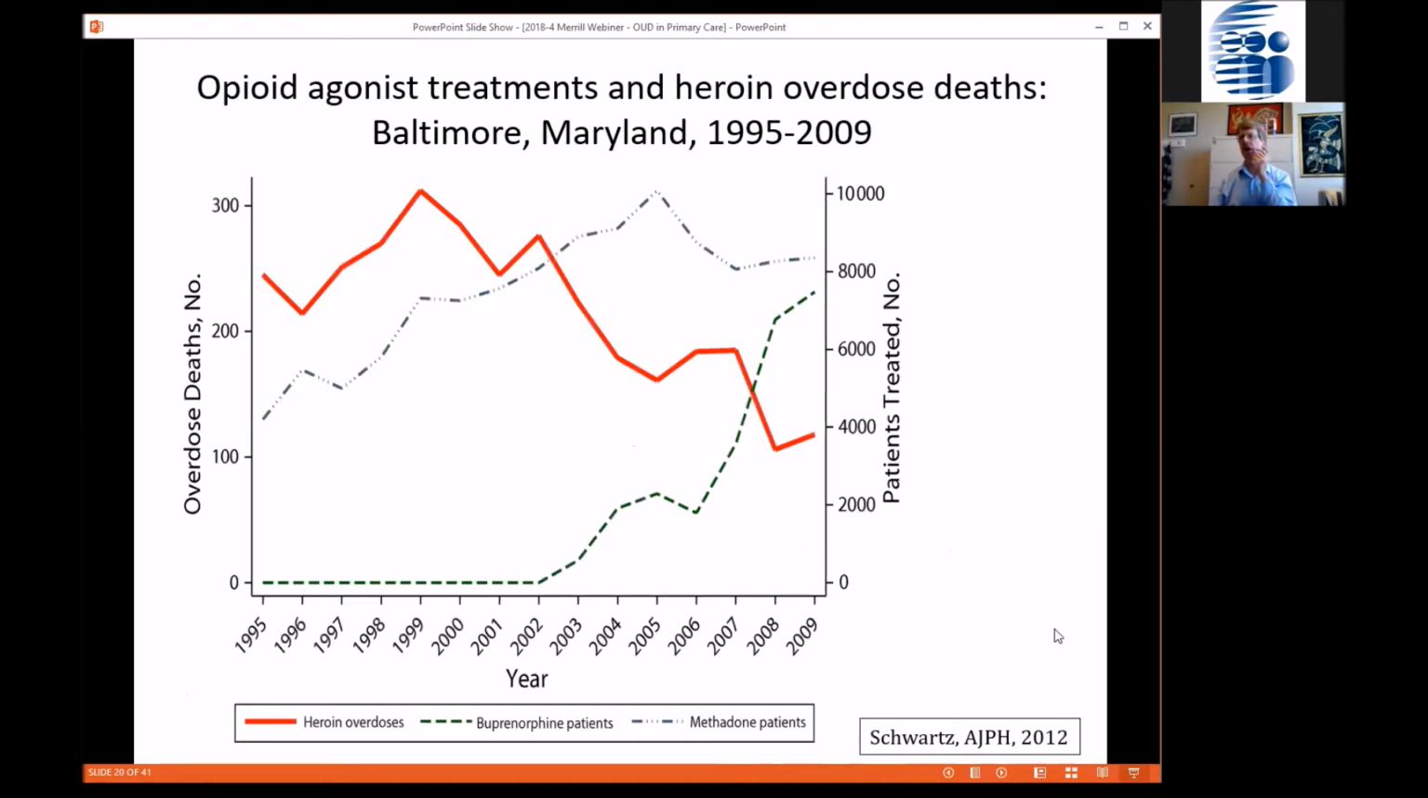This is just looking at Baltimore, Maryland, which instituted a lot of buprenorphine prescribing in the 2000s. We'll talk a little bit about that later. You can see the green line on the bottom is buprenorphine patients. The blue line across the middle is methadone patients. They didn't really expand methadone treatment that much over time. But with buprenorphine going up, heroin overdose deaths were cut quite a lot in Baltimore around this period. So it works in a clinical trial and it works in the real world.